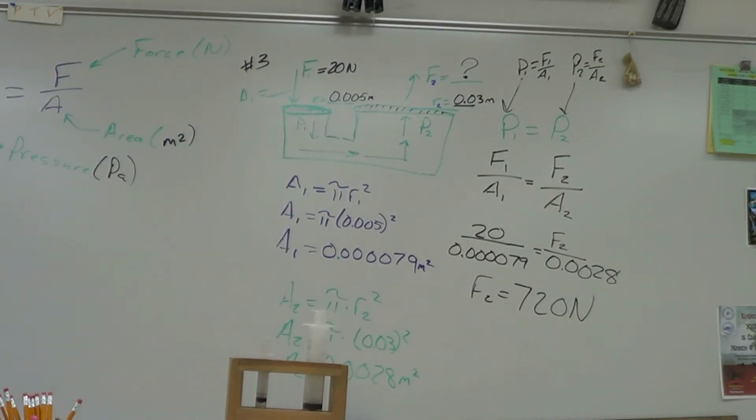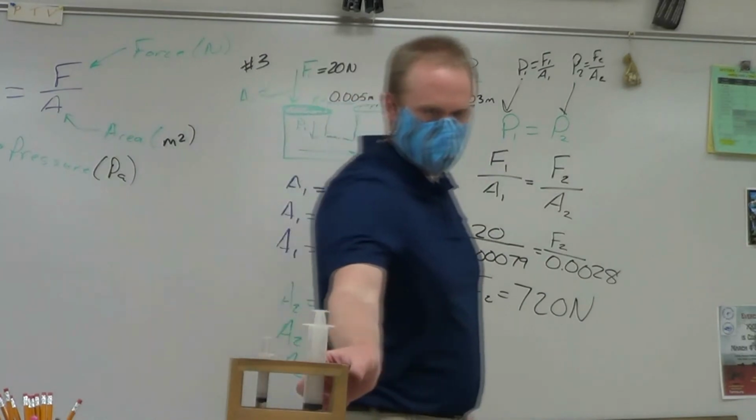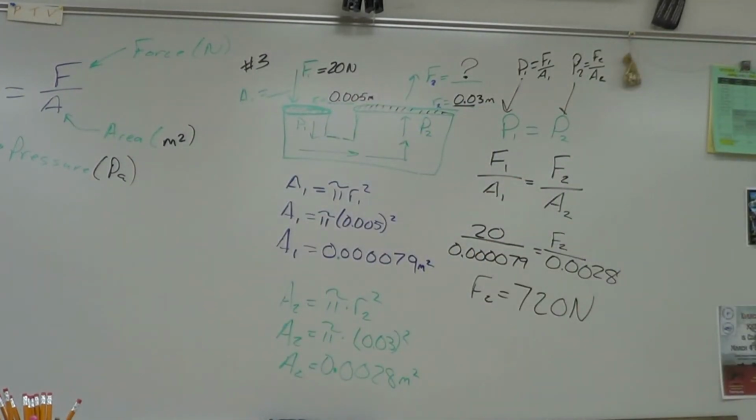So if I push down, now this cylinder is probably a little bit too large to represent this cylinder. This is definitely not 6 centimeters across. This is more like 3 centimeters in diameter, so it's really more like 1.5 for the radius. But the idea is if this were the case, if I push down with 20 here, it pushes up with 720. That's a pretty significant mechanical advantage or mechanical gain.